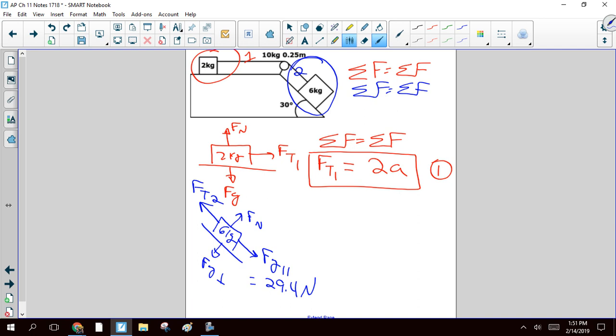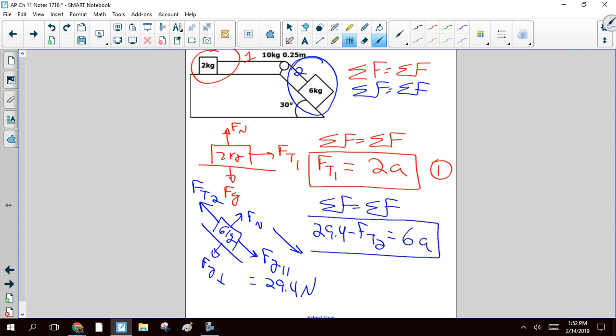So let's once again write a net force equals net force statement. My acceleration is going to be this way, so I'm going to make down the hill positive. So 29.4 minus force of tension 2 equals the mass times acceleration, so 6a. There's equation number 2.